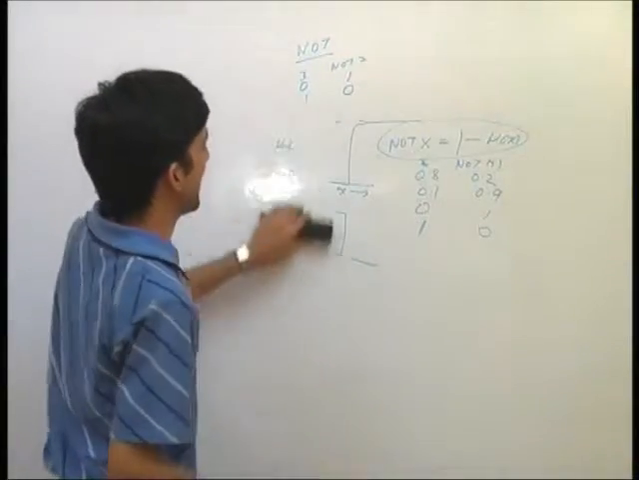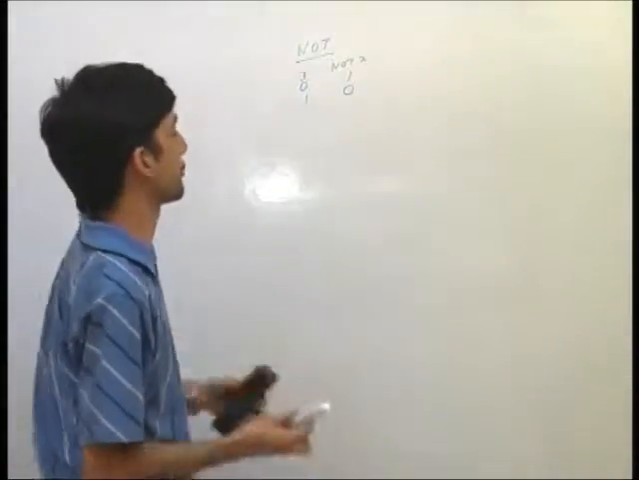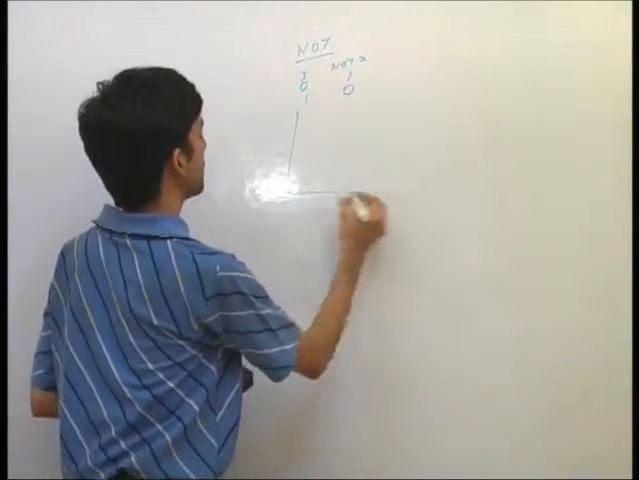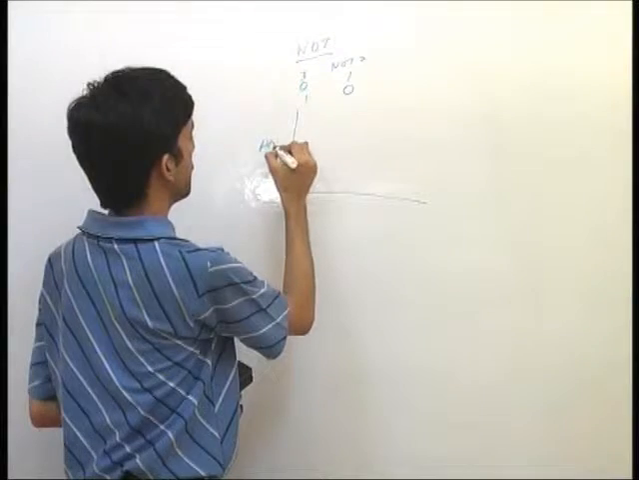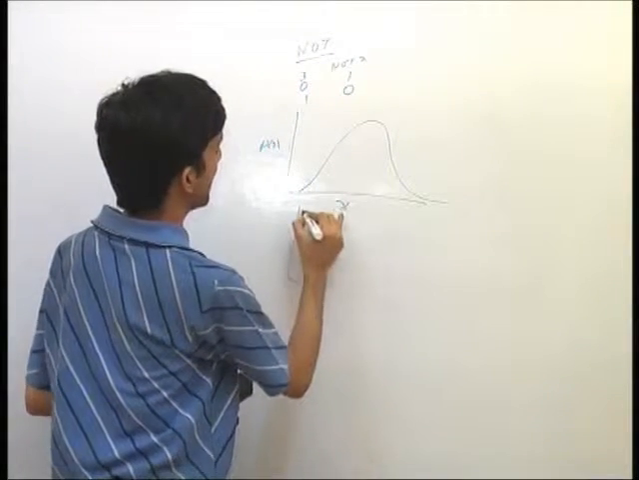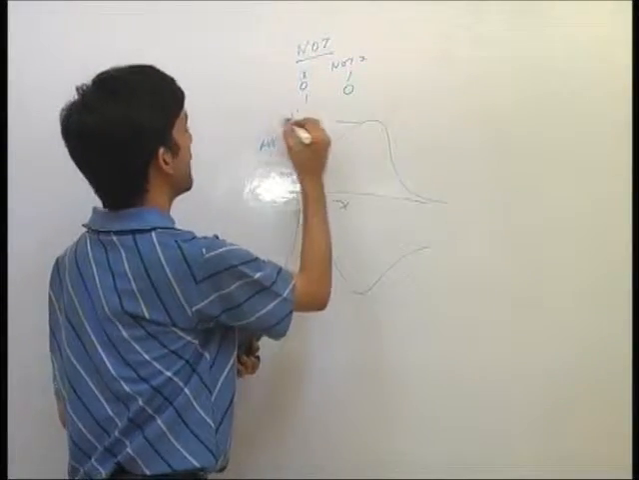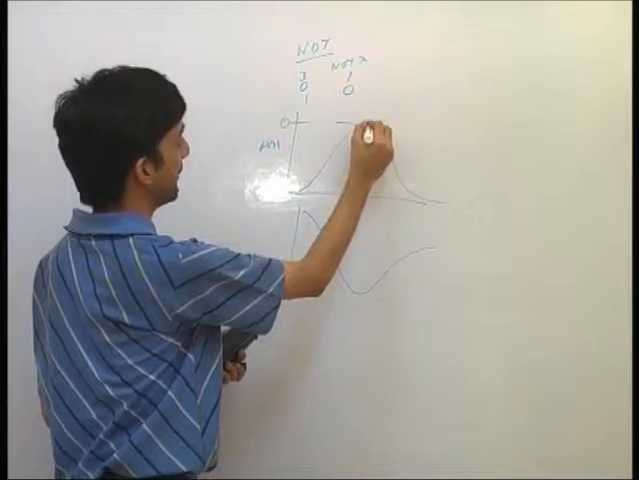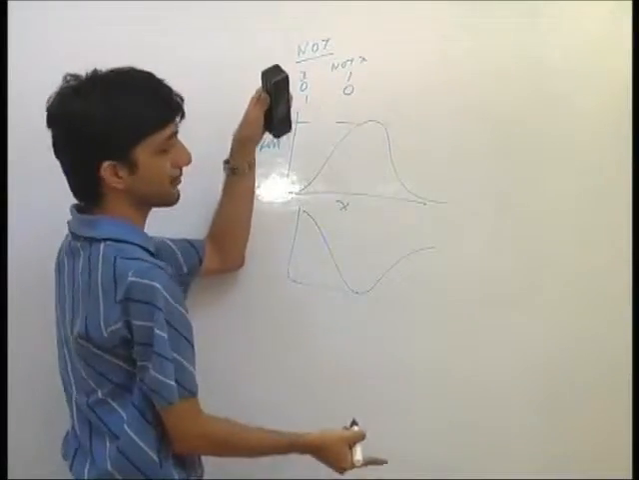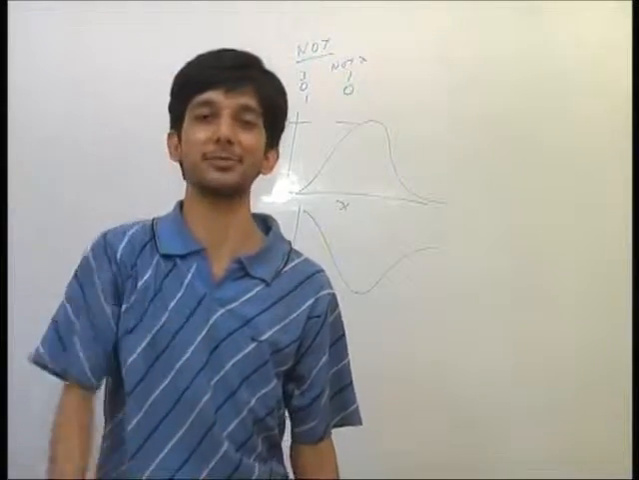And the fuzzy counterpart of it is exactly as simple to draw. If I have mu x over here and x over here, something like this, the NOT gets something like this. 0 becomes 1, 1 becomes 0, and the curves flip. The curves exactly flip. It's like seeing it upside down.